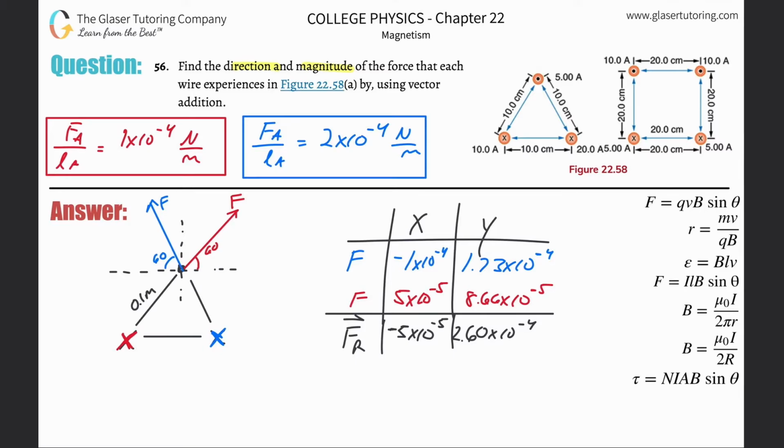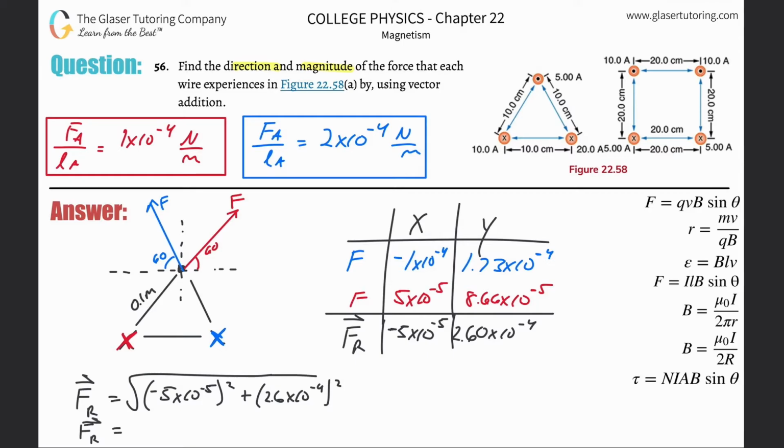Right, now we can find the actual resultant vector, all right, by doing our little almost inverse of the Pythagorean theorem, right? The square root of then the sum of all the x's squared, we've seen this now way back when, plus the sum of all the y's squared. And we're going to plug it in. So this is now negative 5 times 10 to the minus 5th, square that, okay, plus then 2.6 times 10 to the minus 4th, square that. Add them together, take the square root of it, plug it on in, and let's see.